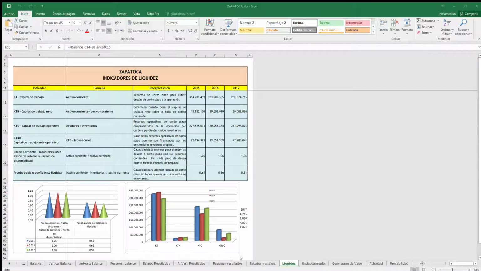Liquidity. The company's liquidity has increased in the last 3 years, its current liquidity ratio reaching 1.08 in 2017, which means that short-term obligations can be covered by its assets. According to the interpretation of the indicator, the company has a ratio that can respond to short-term debts with its current resources.